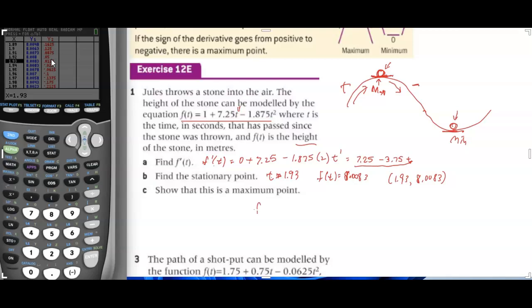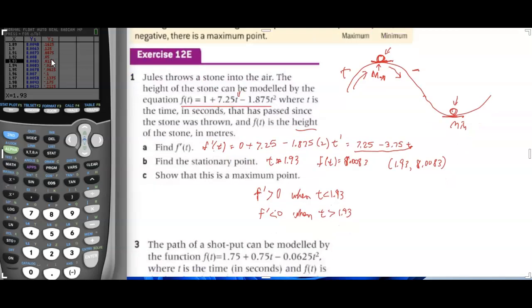So I could say, now this part of it, I would say, is for extension, okay? So the derivative is positive when t is less than 1.93. And the derivative is negative when t is greater than 1.93. So that's how we can demonstrate that this is a maximum point, okay?